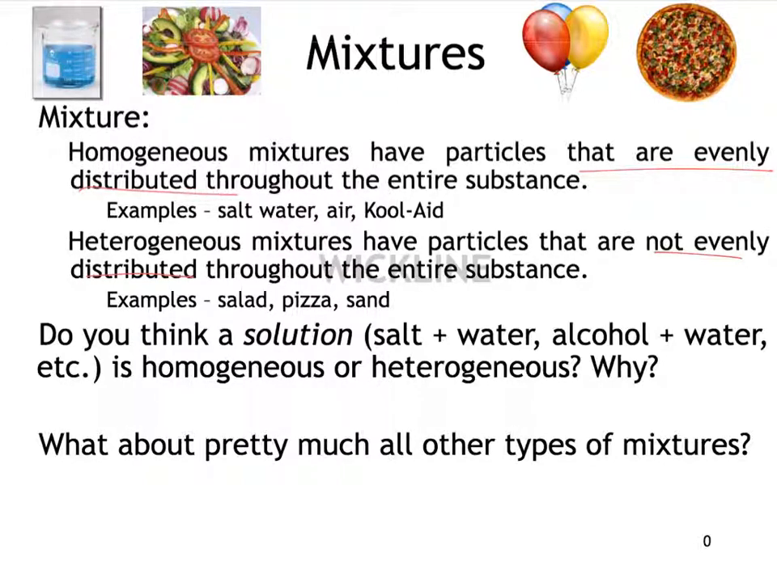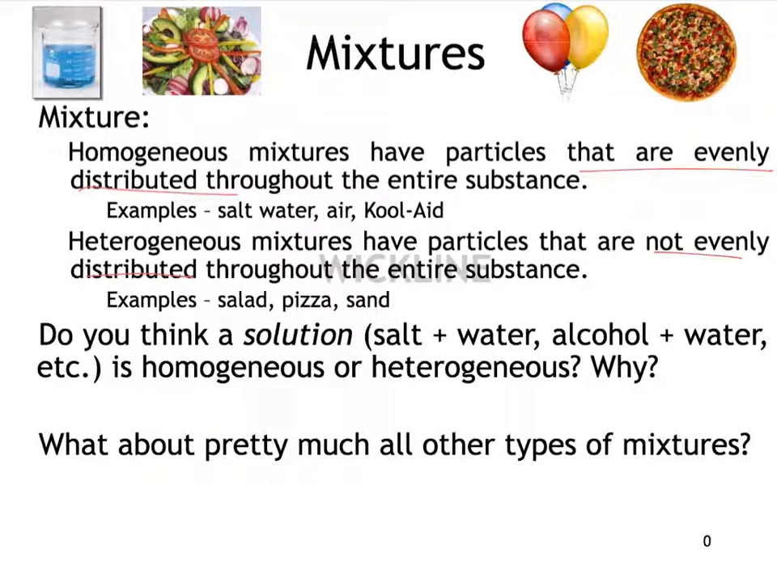But a salad is also a mixture. It's just that it would be considered heterogeneous because of the unequal distribution of particles. Gases like air, for instance, are a very homogeneous mixture of the different gases that make up air, like nitrogen, oxygen, carbon dioxide, etc. And then pizza would be a heterogeneous mixture because of the uneven distribution of particles.